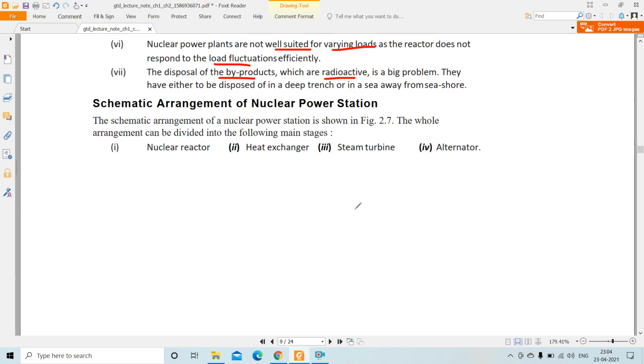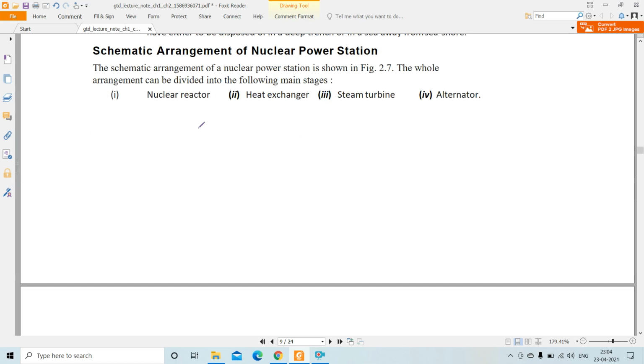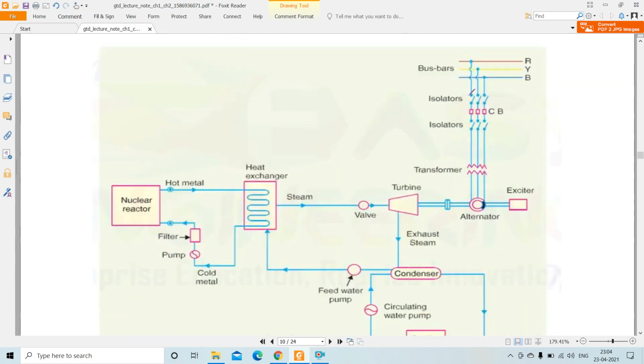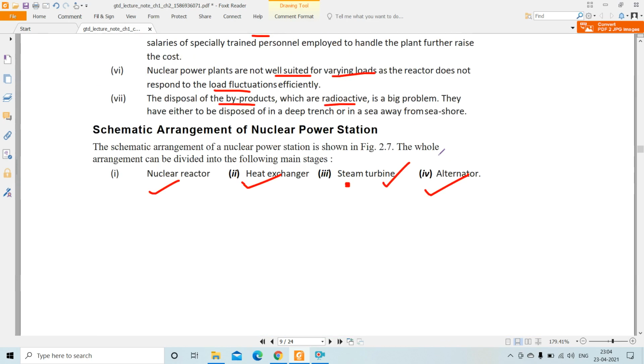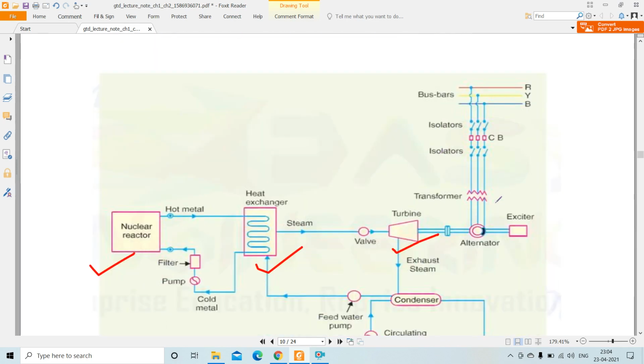The next one is the schematic arrangement of a nuclear power station. In the schematic arrangement, it is divided into the following stages: the nuclear reactor, heat exchanger, steam turbine, then alternator. So let's start with the nuclear reactor. This is the schematic arrangement of a nuclear power station. This is the nuclear reactor, this is the heat exchanger portion, then this is the turbine portion, and the last one is the alternator section. So these are the main stages.